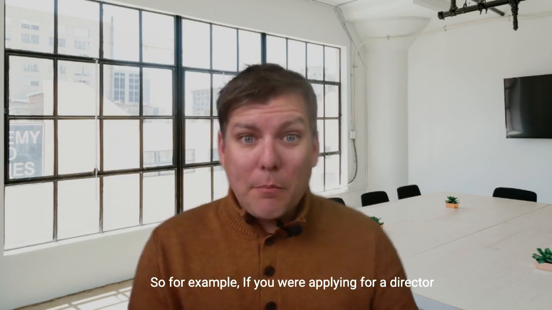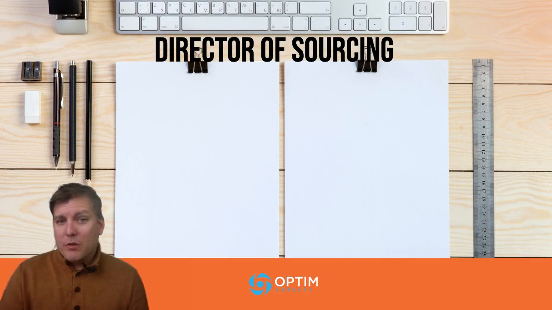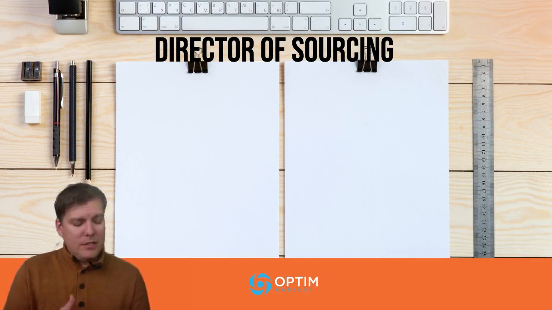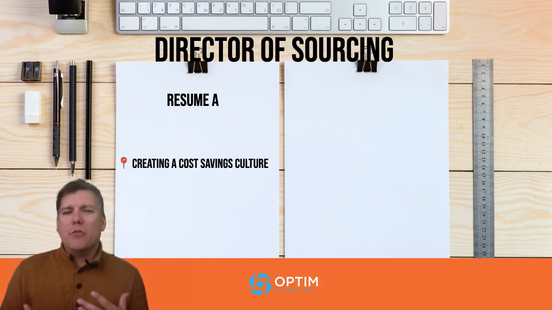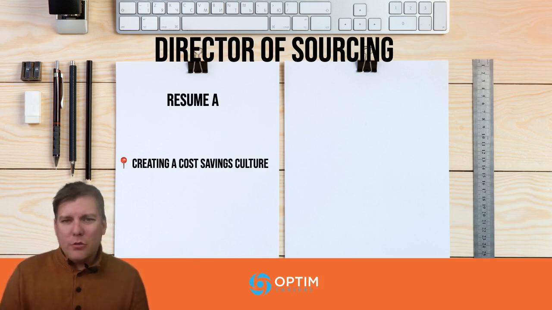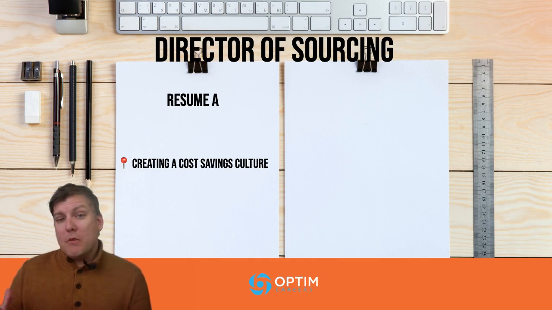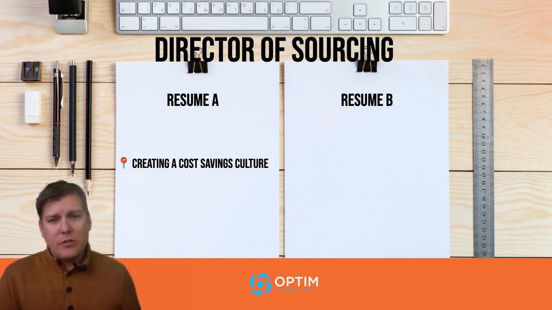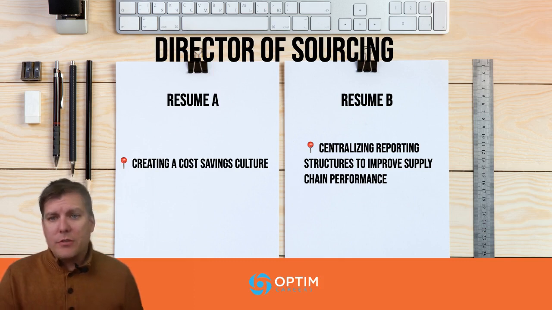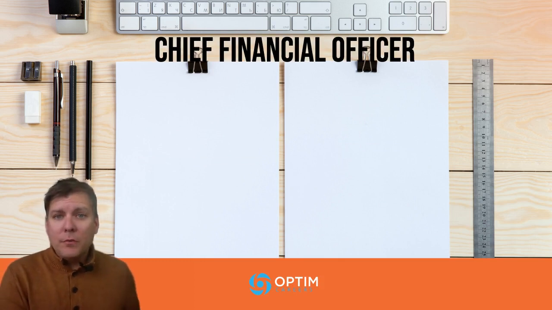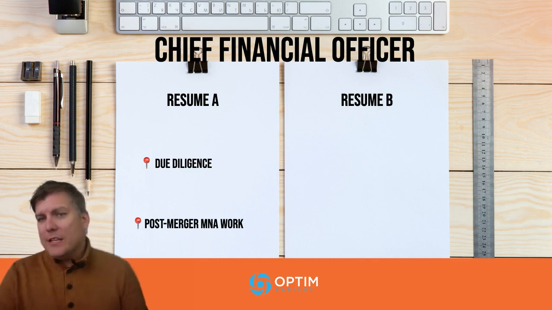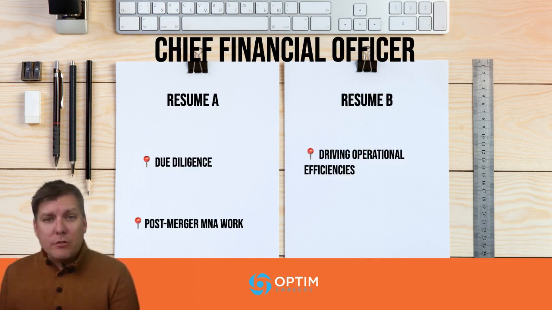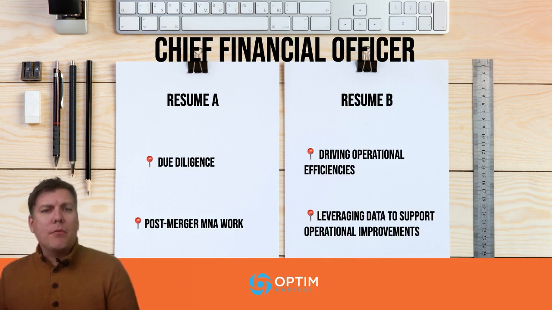It'll work. So for example, if you are applying for a director of sourcing job within the supply chain space, you might tailor your resume content in resume A towards creating a cost savings culture and craft that resume around that narrative about how you're this leader who builds this type of organization. Whereas maybe resume B is centered around a different message. Maybe it's centralizing reporting structures to improve supply chain performance. Another example could be for a CFO. One resume may be all about due diligence and post-merger M&A work, and the other resume may be about driving operational efficiencies and leveraging data to support operational improvements.